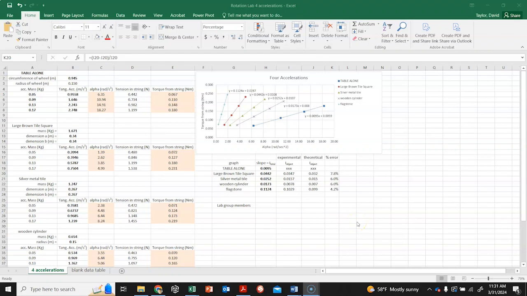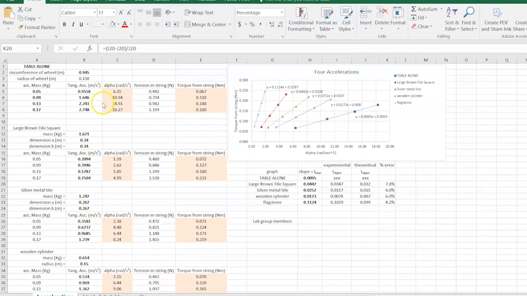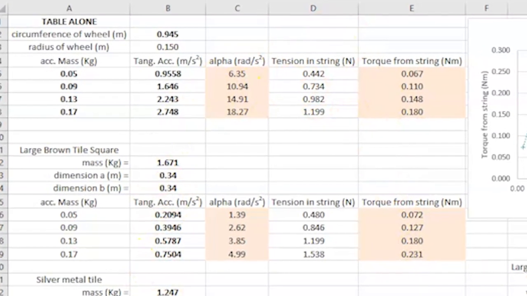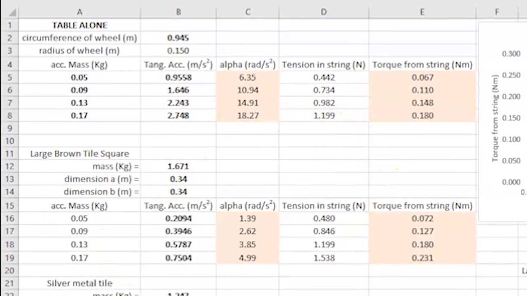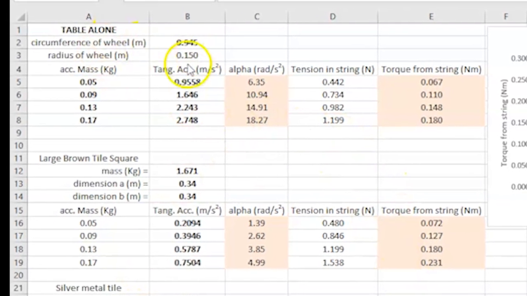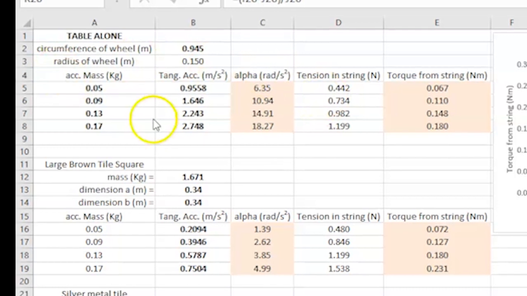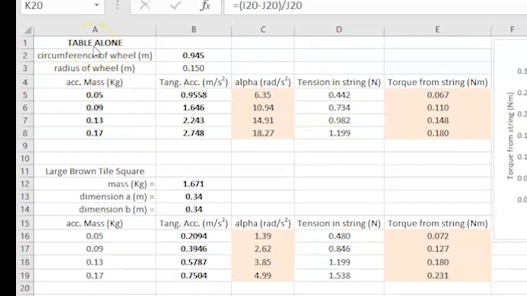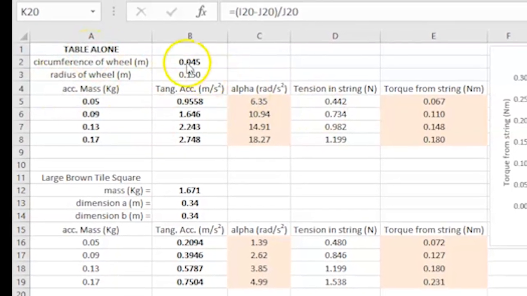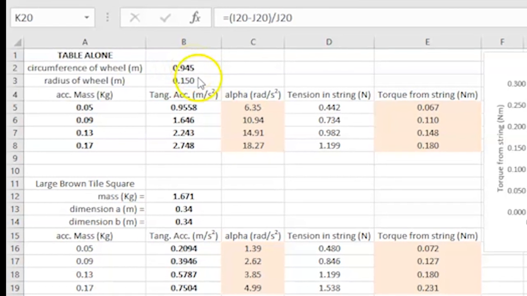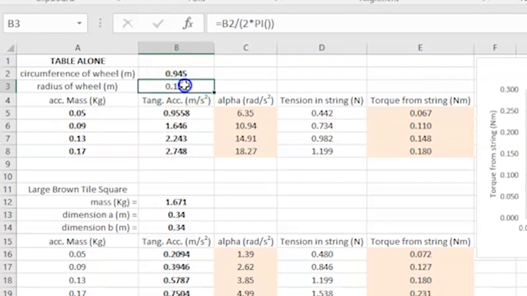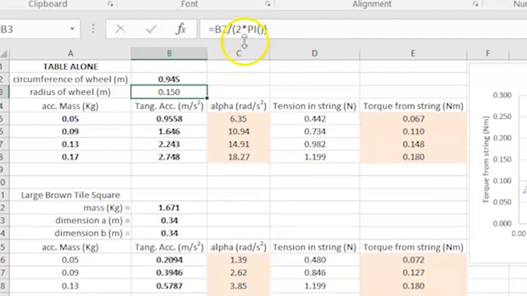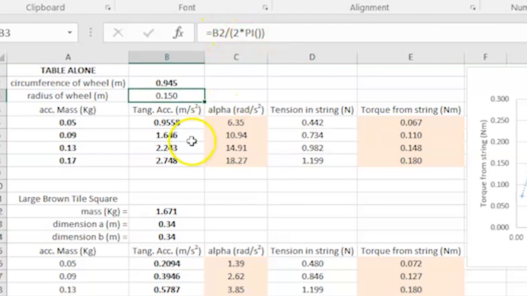You're looking at my Excel spreadsheet that I use to make all my calculations with. The left side of the spreadsheet is basically the same as the data table that you had in your lab that you filled out. So you can see here, my first part of the table is for the spinning turntable by itself. And I enter the circumference here and calculate the radius, the circumference divided by 2 pi.